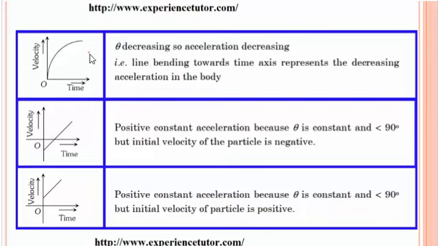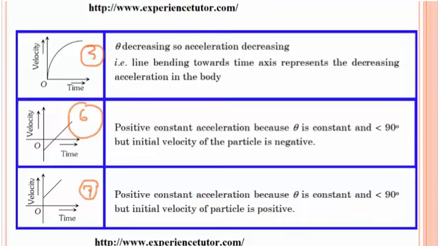In the next graph, we can see positive constant acceleration because theta is constant and less than 90 degrees, but the initial velocity of the particle is negative. In the next graph, we can see positive constant acceleration because theta is constant and less than 90 degrees, but the initial velocity of the particle is positive.